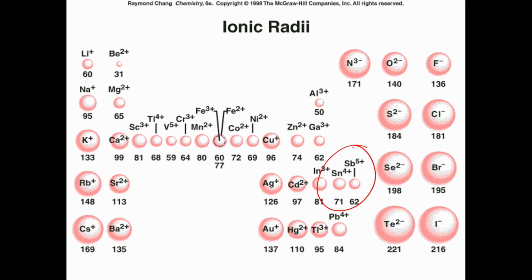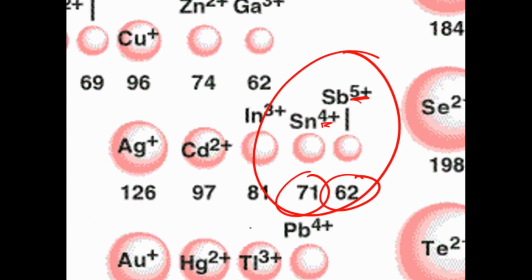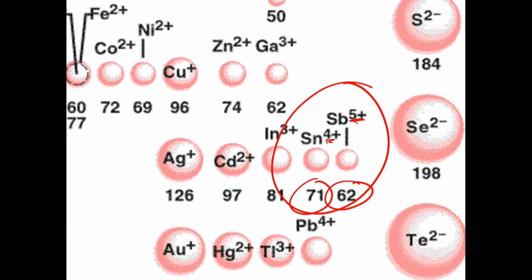When you're comparing ions, if you remove more electrons, so this is 2 plus versus 4 plus, it does get smaller. This is 62 compared to 71 right there. So let me see if I can make it increase there, so that we can see it better. So the Sb5 plus has got an ionic radius of 62. The Sn4 plus, it's 71. Removing that additional electron did make it get even smaller.